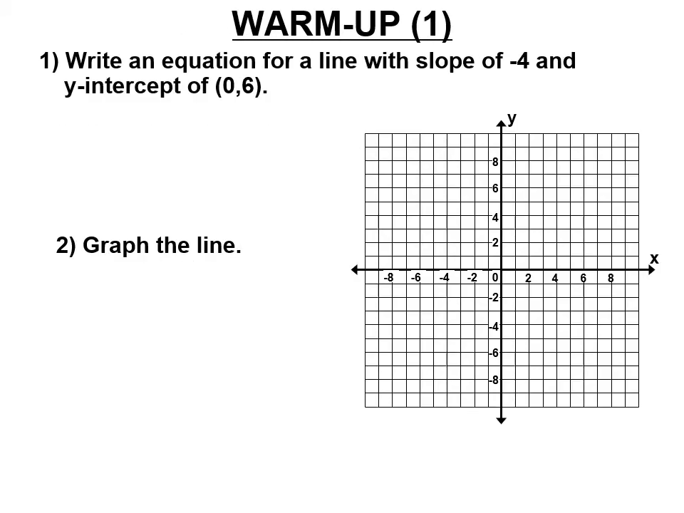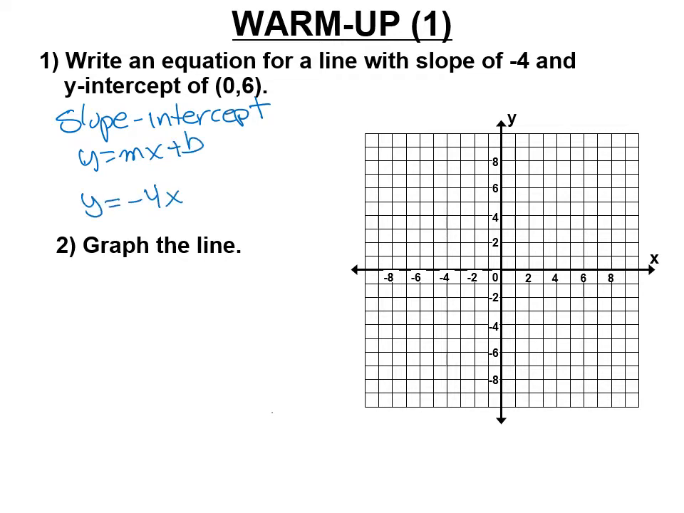All right, so write an equation for a line with a slope of -4 and a y-intercept of (0, 6). Well, you would use slope-intercept form because you've been given the slope and the y-intercept, and you would use y equals mx plus b. Yes, I'm writing it out the long way. And so y equals -4x plus 6, right? And you would graph that line using (0, 6) as the y-intercept.